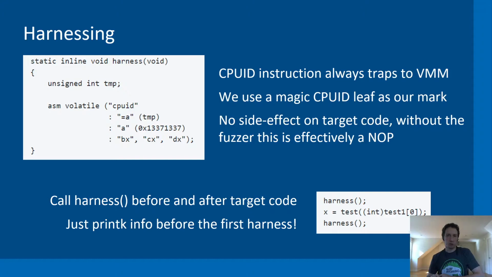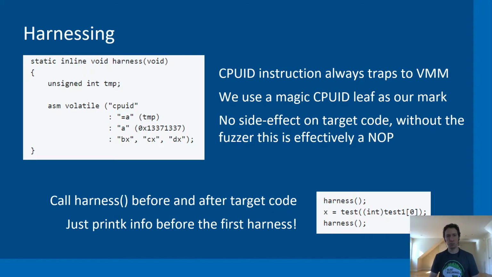What we use for harnessing is a simple CPUID instruction, which always traps to the hypervisor. This is something that's architecturally required. So CPUID, when you run it in a VM, always traps to the hypervisor. And we just specify a magic CPUID leaf as our mark for fuzzing.